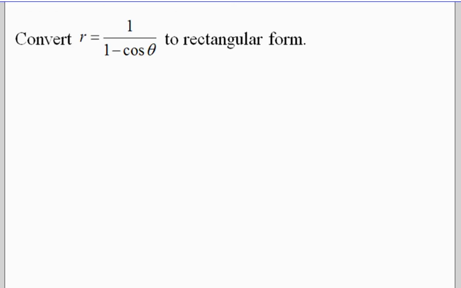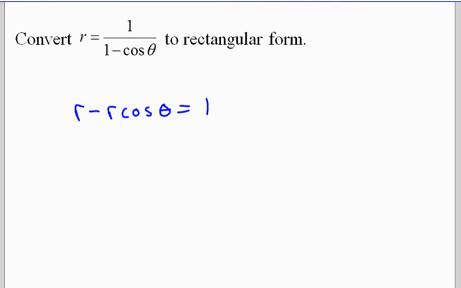Now, guys, if we can go from rectangular to polar, then we should be able to go from polar to rectangular. Okay, so I've got r equals 1 over 1 minus cosine of theta. I want to get this into rectangular form, x's and y's. So I'm going to cross multiply. I'm going to do r times 1 minus cosine, and I'll get r minus r cosine of theta equals 1.